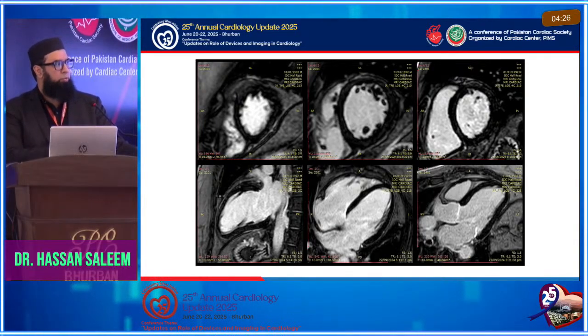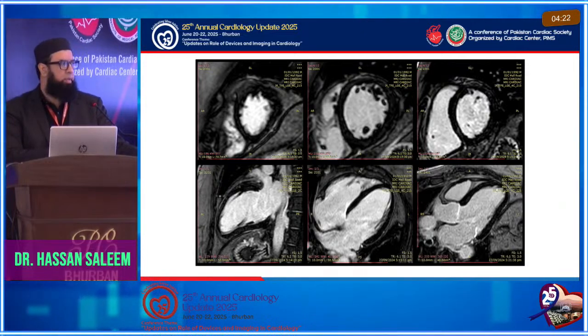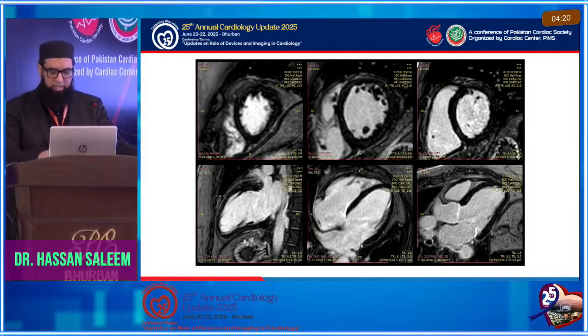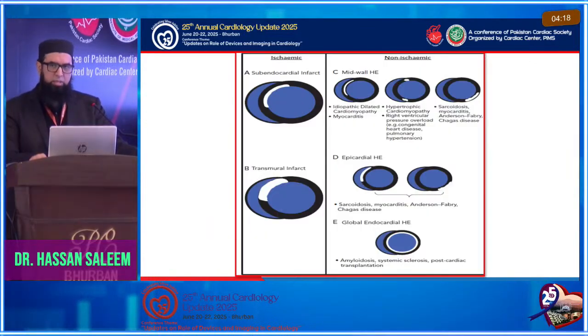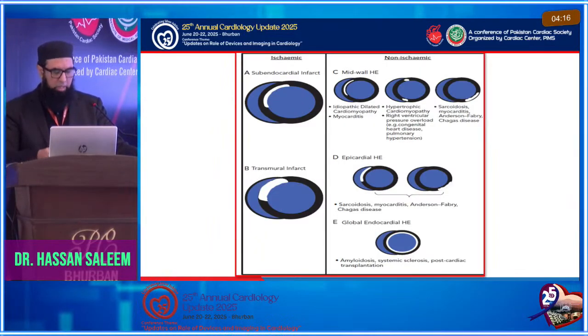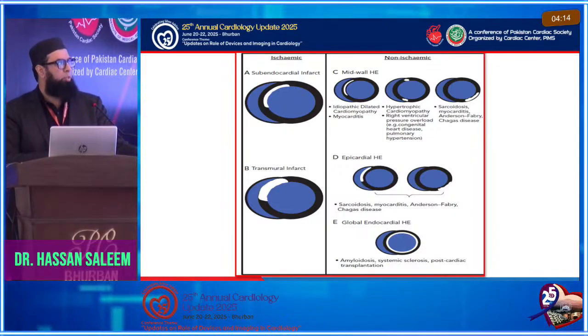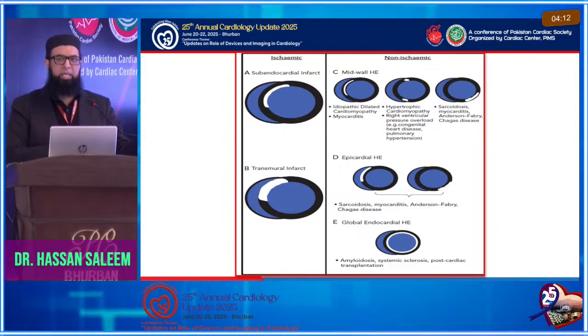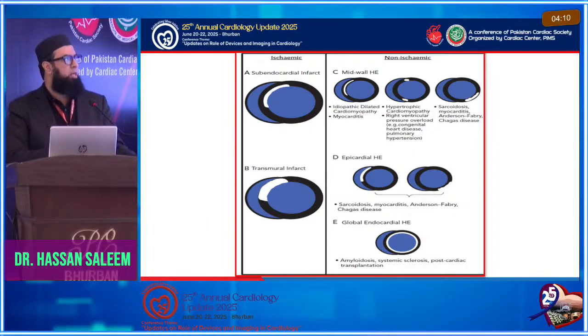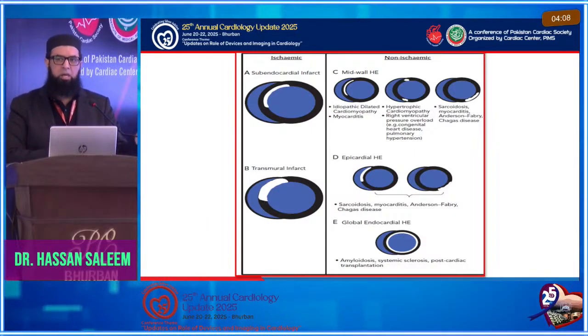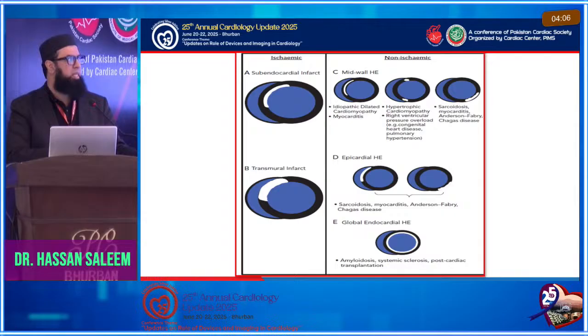Again, on 2-chamber view, 4-chamber view, and 3-chamber view, you can take as many images, as many planes as possible within a certain frame, because the gadolinium is going to fade away. Just to give you a rough idea of how you're going to differentiate based on the scar burden and where the scar is. So that is very important.